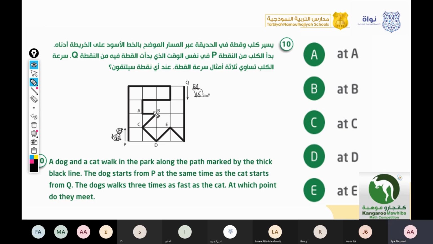In which point will the cat and the dog meet? A, B, C, D, E. And remember, the dog walks 3 times as fast as the cat.